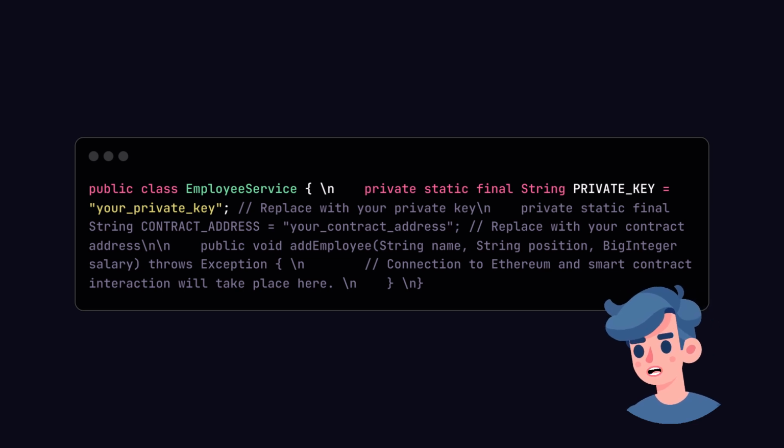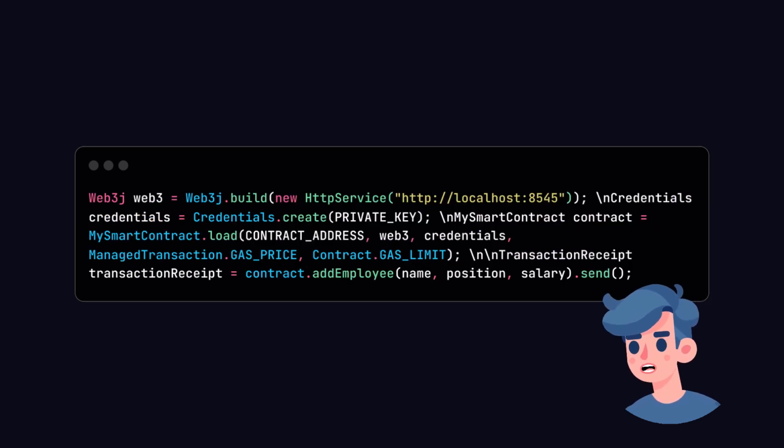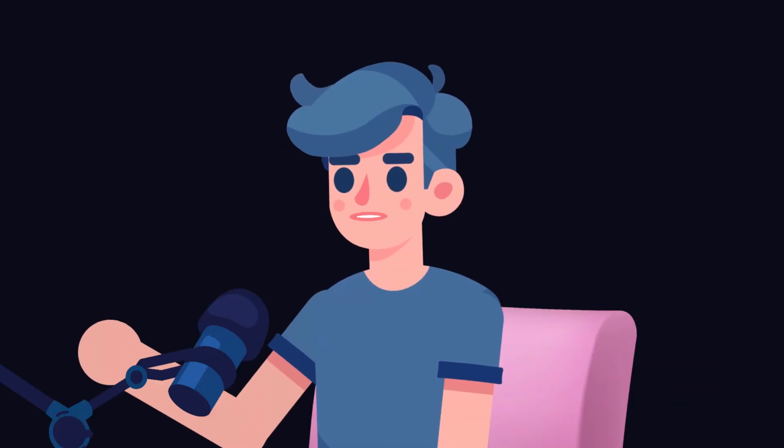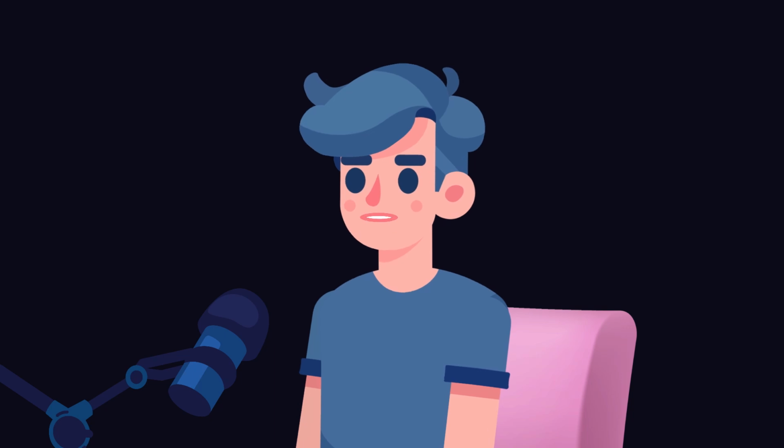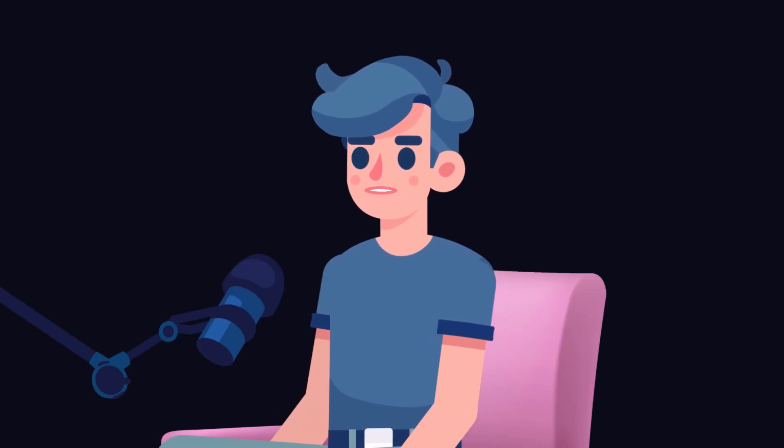Now let's interact with our smart contract using Java. Next, let's implement the addEmployee method to interact with our deployed smart contract. We will also handle the wallet connection using Web3j. In the addEmployee method, we create a Web3j instance, connect to our Ethereum service, and load the smart contract. Remember to replace the keys and address appropriately before running the application.